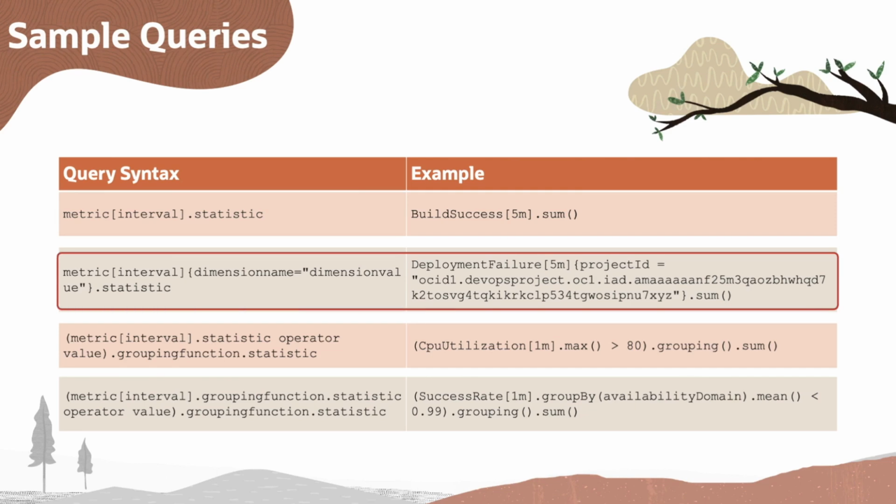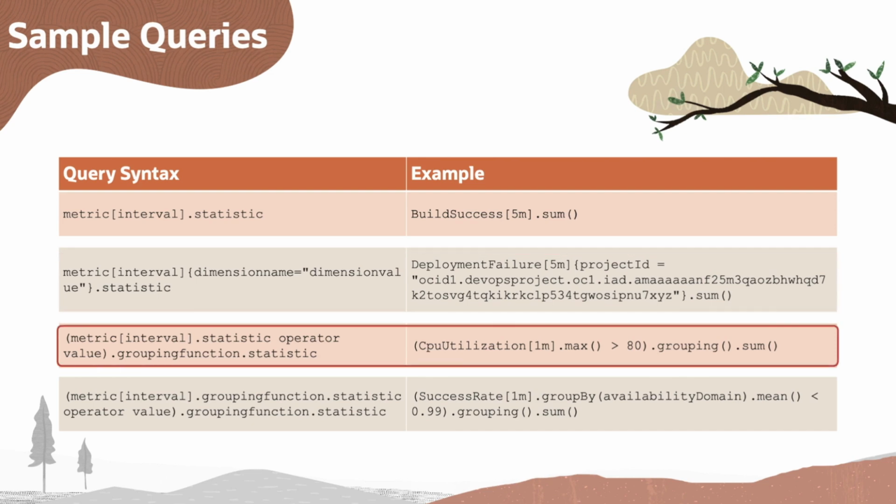In the next query, we are using dimensions, providing a dimension name and a dimension value. In the example, we use deployment failure as the metric, the interval as 5-minute, the dimension is the project ID with the value of the project's OCID, followed by the statistic sum. This is querying for the total failures in the deployment pipeline in every 5 minutes.